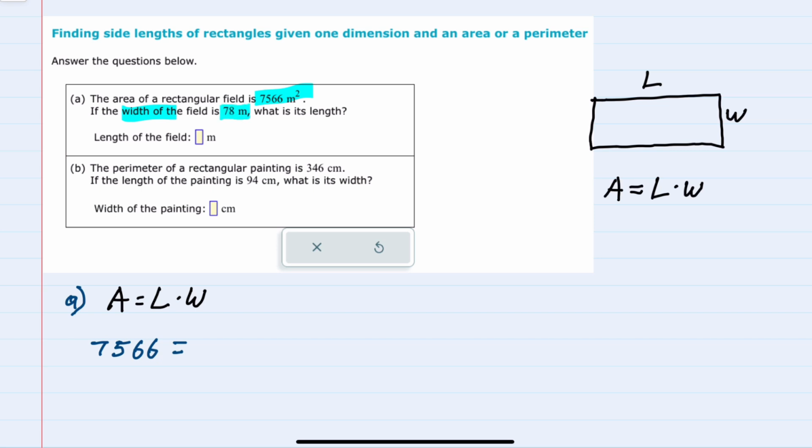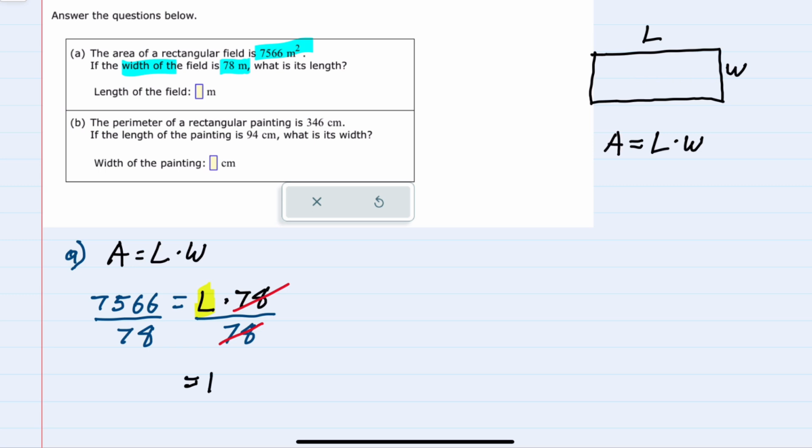So the length is the only one that I don't know. I'll leave that as L. So L times the width, which is 78. To solve this equation for L, I would want to undo multiplying by 78, which means dividing by 78. And we would have to do that on both sides, thereby canceling the 78 on the right, leaving me with just the L.